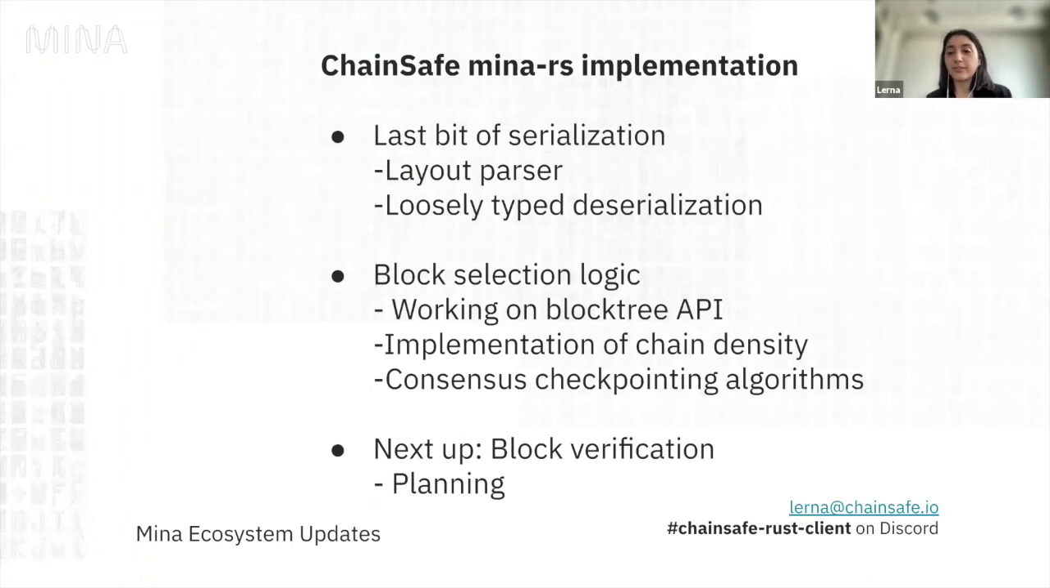I'll get started with our updates. First is the last bit of serialization. This is actually the first thing we started to work on when we first started the project. We have 2 pieces left. The first one is the layout parser. It's basically the Rust library to read and traverse the type layout files that can be generated by the OCaml types. The second piece is the loosely typed deserialization.